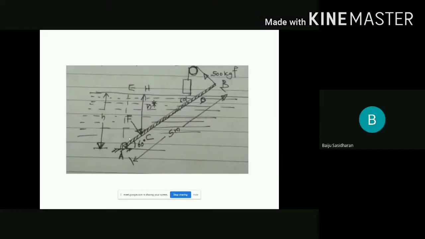See, this figure indicating a gate, which is similar to our inclined plate. This gate is provided with a counterweight here, and also this gate is hinged at this point. And the angle of this plate with the horizontal plane is 60 degrees. So here we are opening the wall and we are supplying water to this portion.